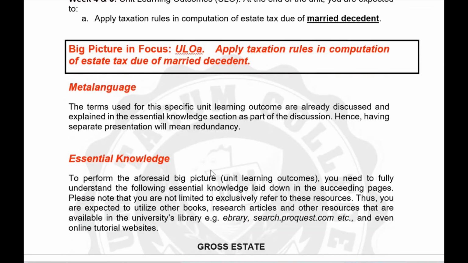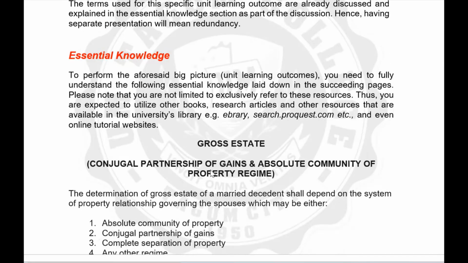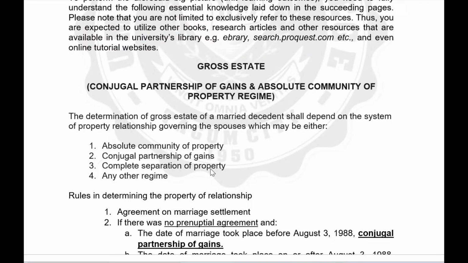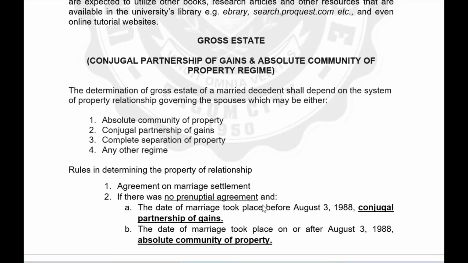Before we proceed with the computation of the state tax due of a married resident, we shall first determine the rules in the determination of the gross state of a married resident. The gross state of a married resident shall depend on the system of property relationship governing the spouses, which may be either absolute community of property, conjugal partnership of gains, complete separation of property, or any other regime. So what are the rules in determining the property relationship?